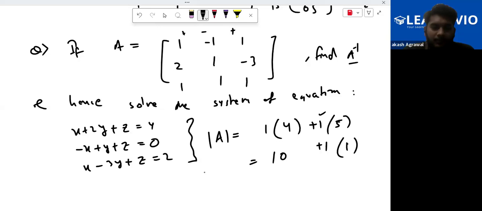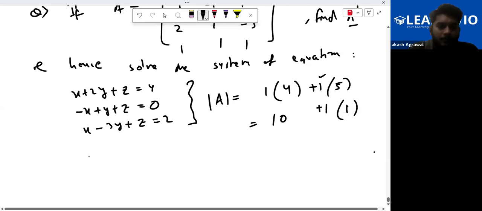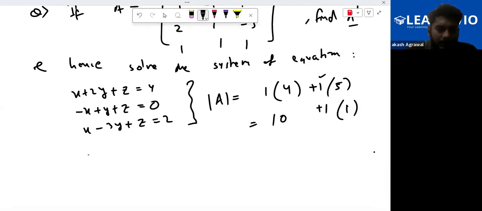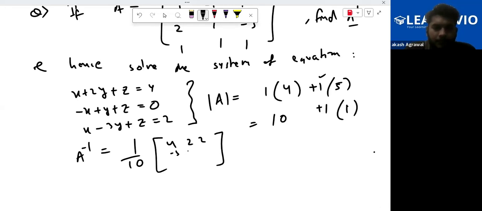Done, sir. Then you got A inverse. Okay, what is the answer? Sir, it's in fractions, right? Yes. Just write determinant outside. A inverse is 1 upon 10 times the matrix 4 2 2, minus 5 0 5, and 1 minus 2 3. Very good. So we have A inverse.